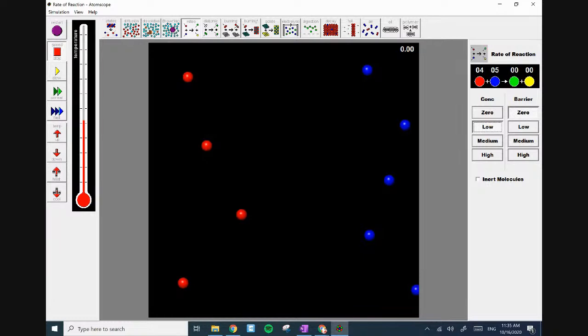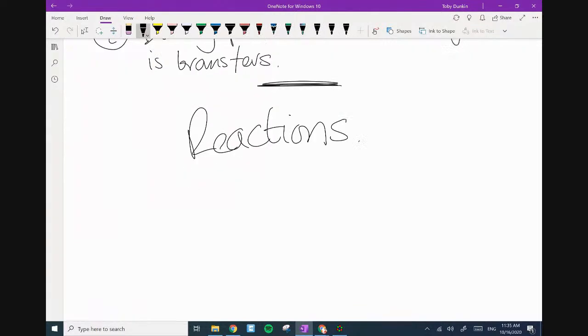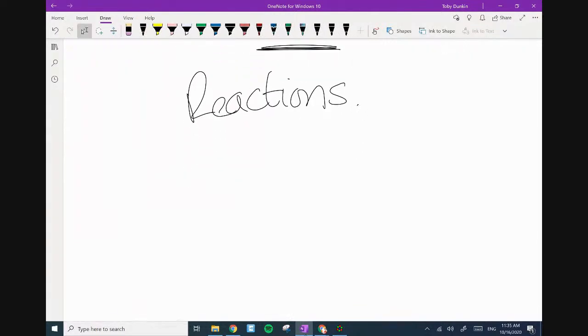Now, when they collide, one of two things can happen. And I'll show you this now. So, okay, the A's and B's, watch what happens when the A's and B's collide. And the simple thing is, they bounce off each other. So, reactions. Little subheading of reactions. There was a reaction. Particle A and particle B.